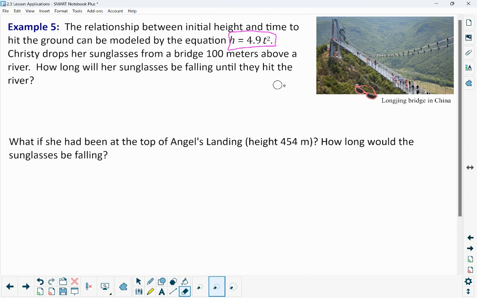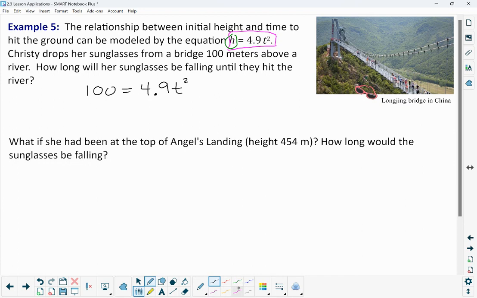Okay, Christy drops her sunglasses from a bridge that is 100 meters above the river. How long will it take her sunglasses until they hit the river? So we're trying to solve for a time, and we know that the initial height of the sunglasses is 100 meters. So the 100-meter height goes into the equation in the position of the h, because that is the height above the water. We don't know how long it takes the sunglasses to hit the water, so that t is what we're trying to solve for. And we use t here because it stands for time.